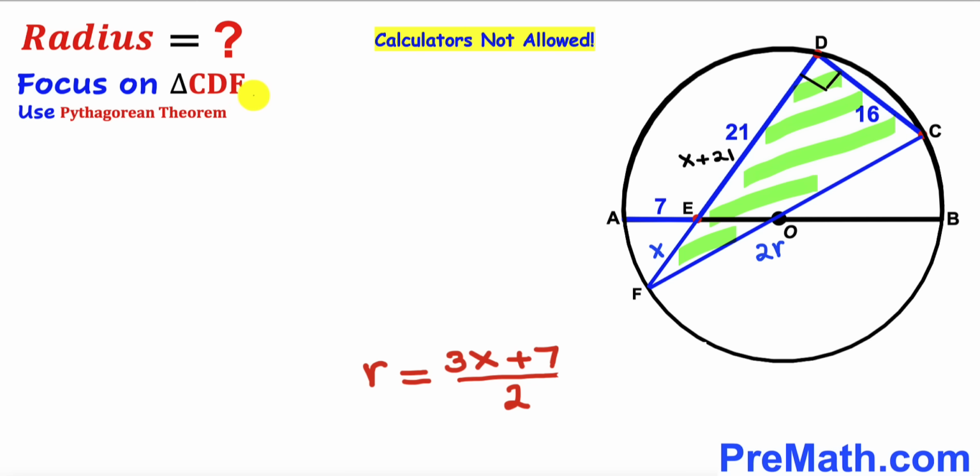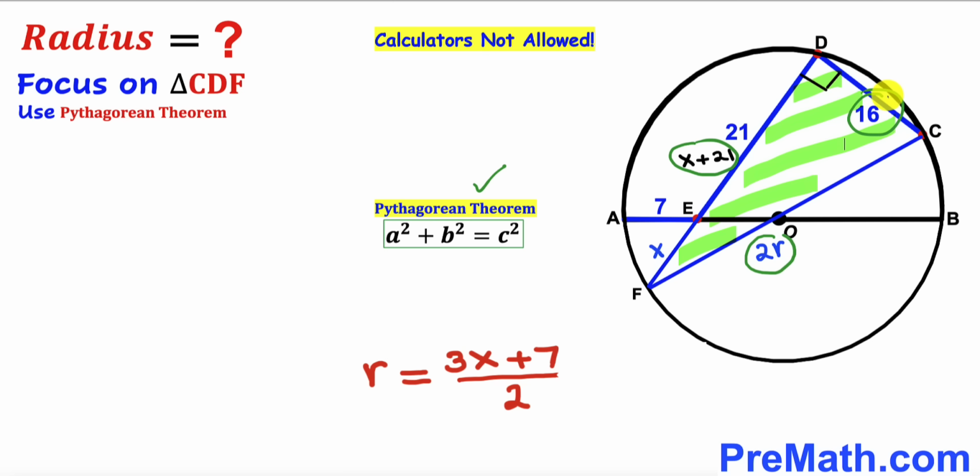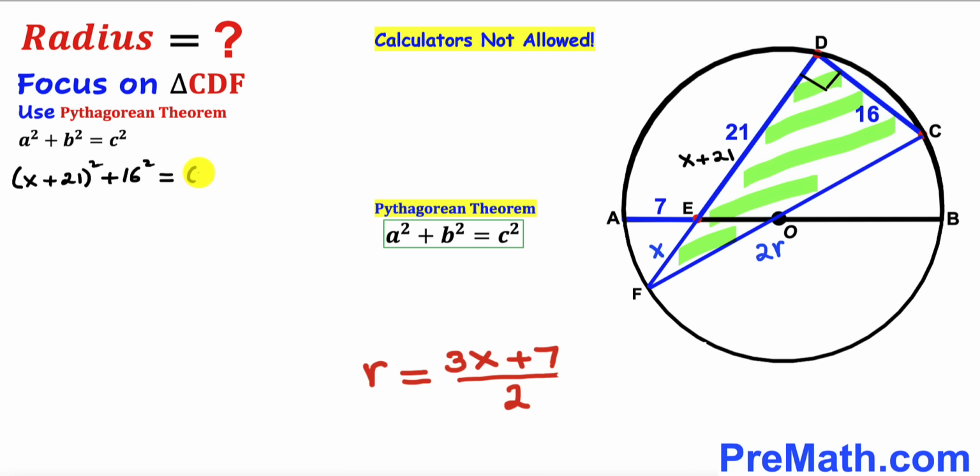And now we are going to apply the Pythagorean theorem on this triangle. And here's our Pythagorean theorem, a square plus b square equal to c square. And in our case, our hypotenuse is 2 times r, whereas our two other legs are x plus 21 and 16. Let's go ahead and fill in the blanks. So we can write (x plus 21) whole square plus 16 square equals (2 times r) whole square.